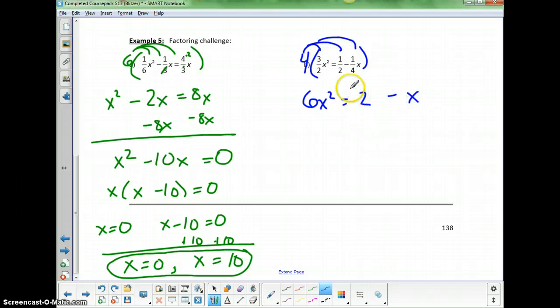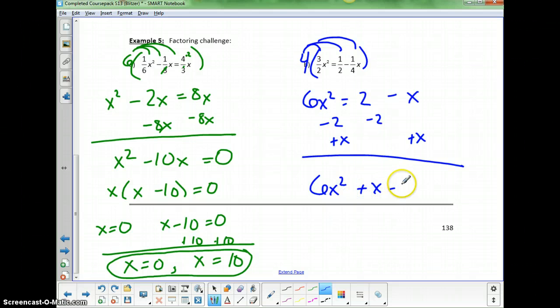I'm going to want to get everything on one side, so we're going to subtract 2 from both sides and subtract x from both sides. Ooh, add x to both sides. Good thing I caught that. That's a negative, so we're going to add x to both sides. So 6x squared plus x minus 2 will equal 0.